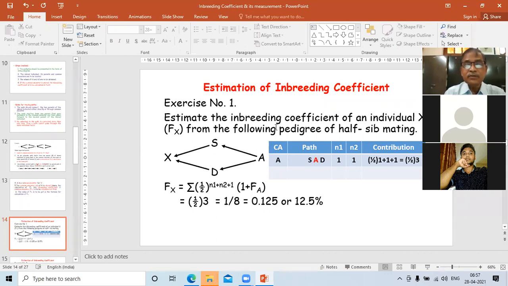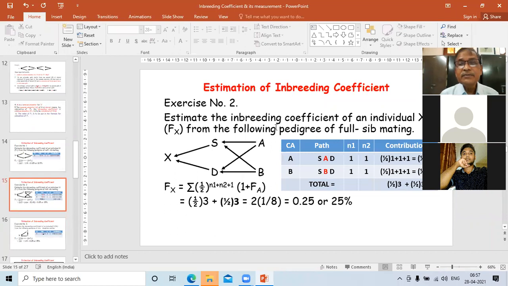So this is the formula I have given. Half to the power 3 is equal to 1 by 8, which is equal to 0.125, or you can say 12.5%. So again I am telling that the inbreeding coefficient of this individual is 0.125 or 12.5%. It means that 12.5% of the total loci of the inbred individual X are homozygous.